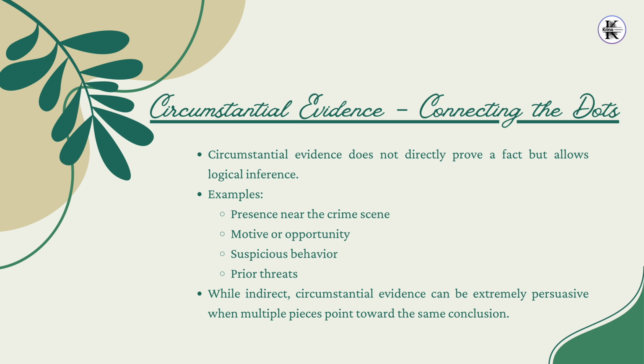Now, not all evidence directly proves something. Some works indirectly. Circumstantial evidence. Circumstantial evidence does not directly prove a fact. Instead, it helps us to make logical connections. For example, the presence at a crime scene or a suspicious behavior. Individually they may seem weak, but when multiple pieces come together, it becomes very strong.